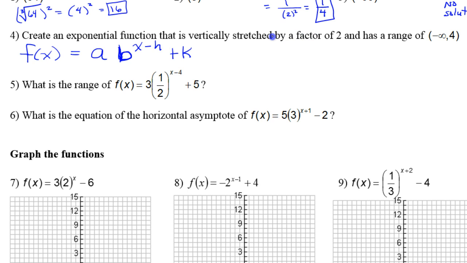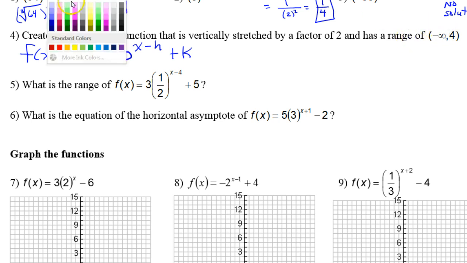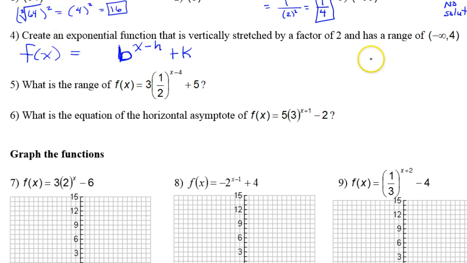So vertically stretched by a factor of 2. We're talking about the a value in that case. So if it's going to be vertically stretched by a factor of 2, then this needs to be a 2. The a value is going to be a 2. Okay, so we have that. Now, the range is going to be negative infinity to 4. So let's do a sketch.